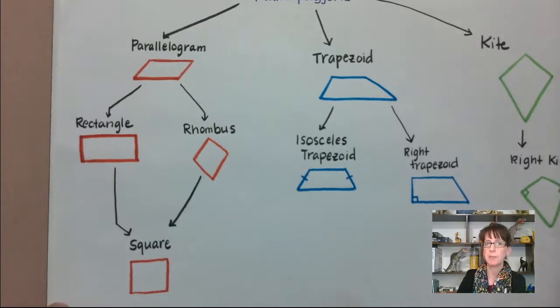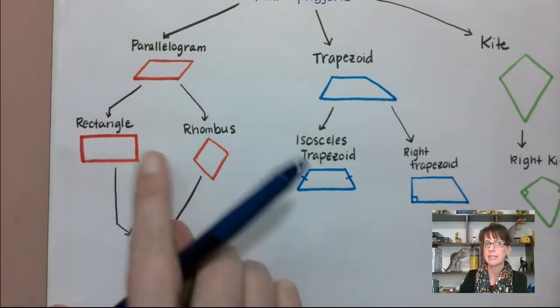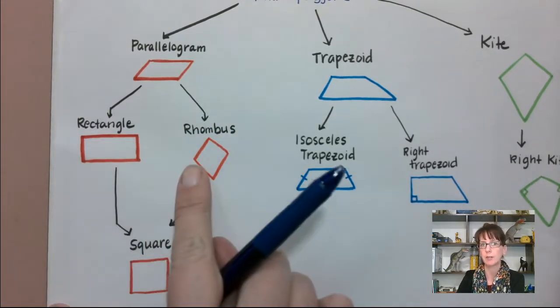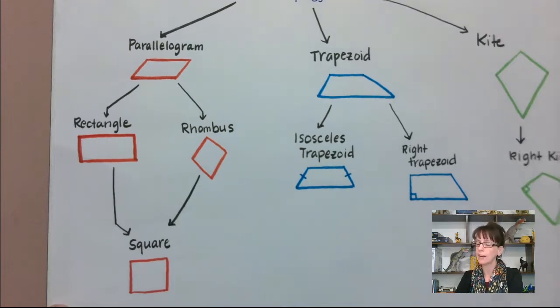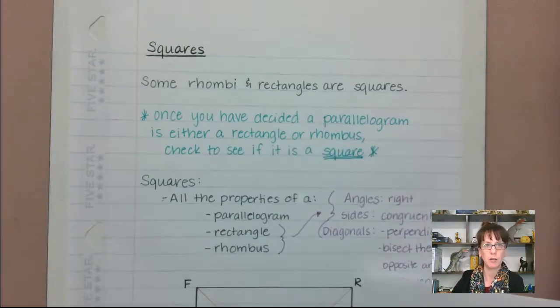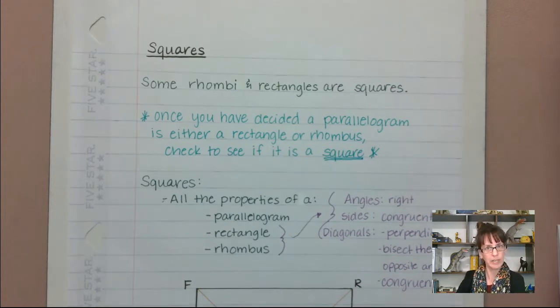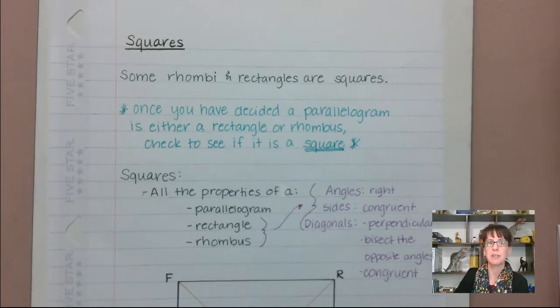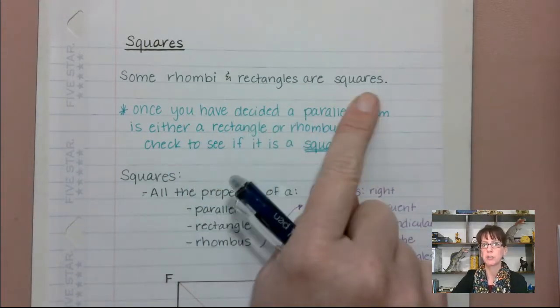If you have a parallelogram that meets the properties of both a rectangle and a rhombus, that is called a square. So let's talk about that. Grab your notebook because, of course, writing everything down in your notebook will help. So looking at these, we have some rhombi and rectangles that are squares.